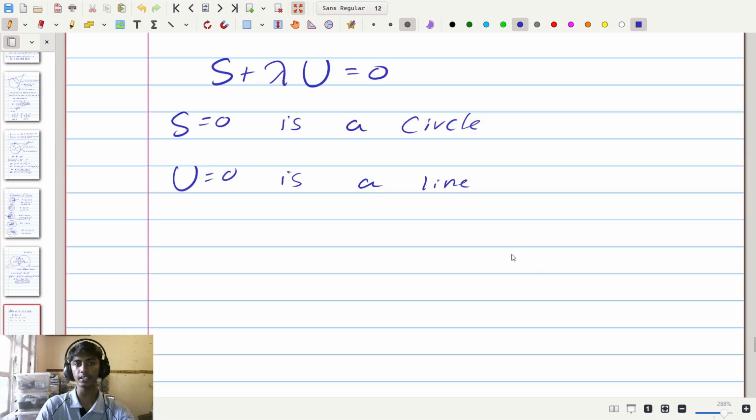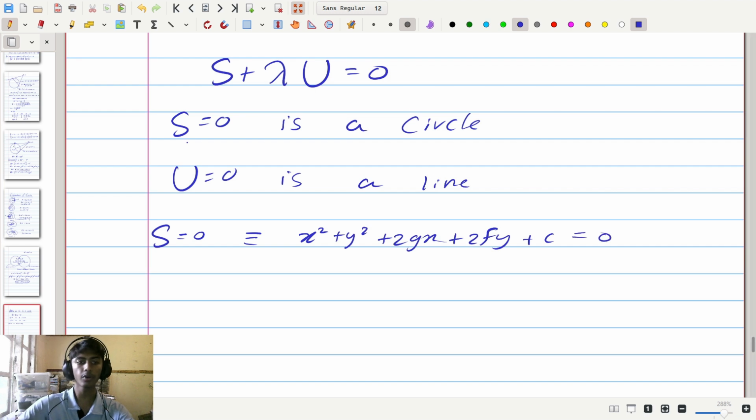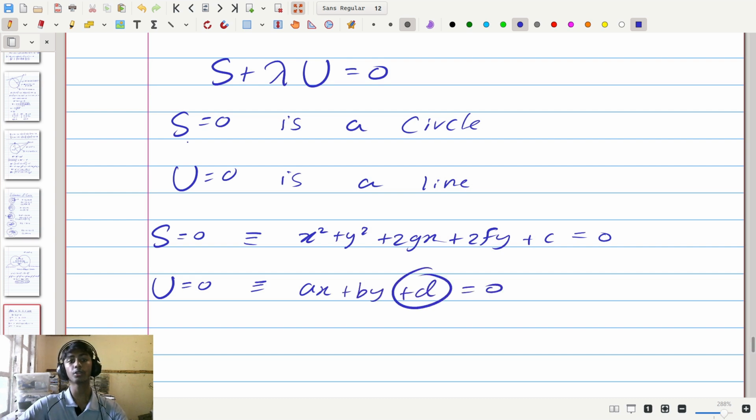The basic idea here is that S is all the contents x squared plus y squared plus 2gx plus 2fy plus c, and u is all the contents ax plus by plus d. Now normally it would be ax plus by plus c, but since c is already used inside of the circle equation, I'm going to use d instead. So basically, S equals 0 is representing a circle x squared plus y squared plus 2gx plus 2fy plus c equals 0, and similarly u equals 0 is representing a line ax plus by plus d equals 0. Now here I normally would put c, but since c is already used, I'm using d instead.